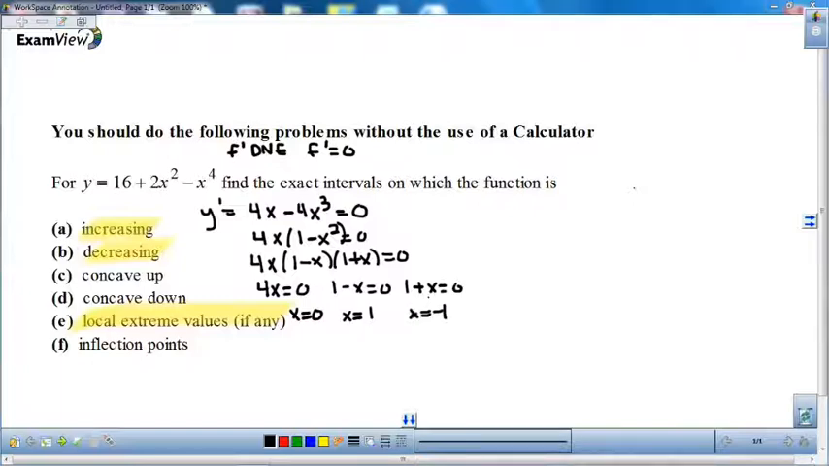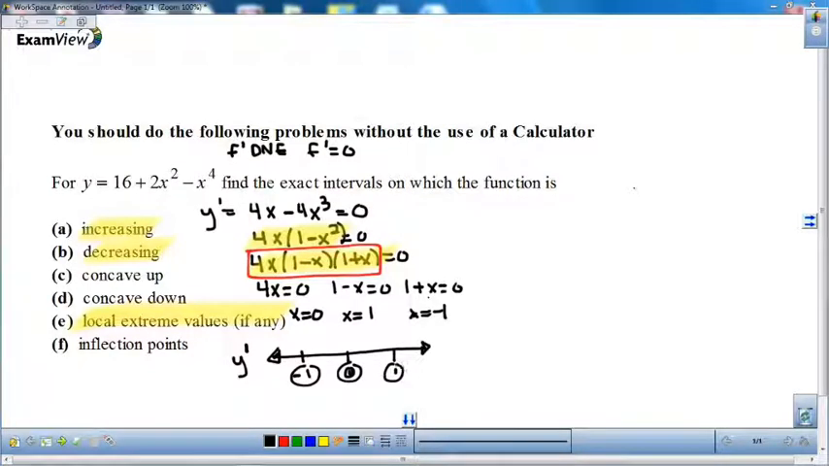There's not going to be any place where my derivative does not exist because I don't have a denominator. Only when I have a denominator do I have to worry about where the derivative does not exist. So then I'm going to do a number line and check my derivative, because my derivative is the slope. I'm going to see if my slopes are going up, increasing, or going down, decreasing. I'm going to check negative 1, 0, and 1.